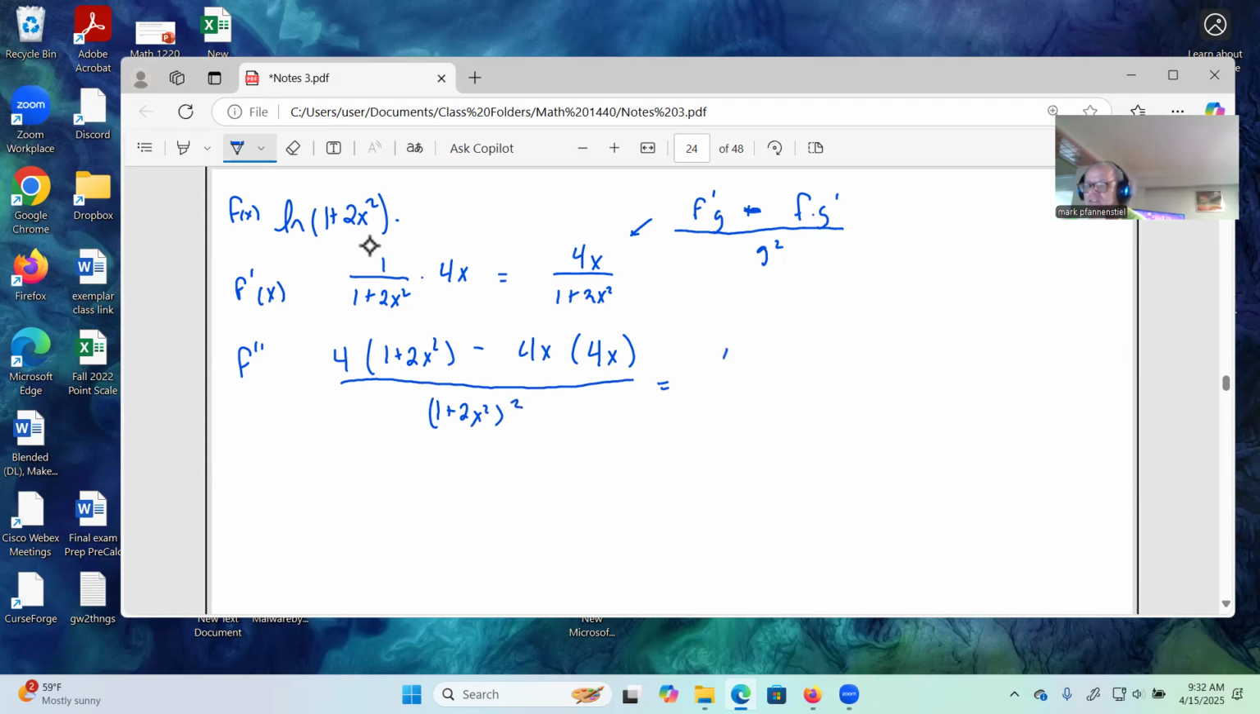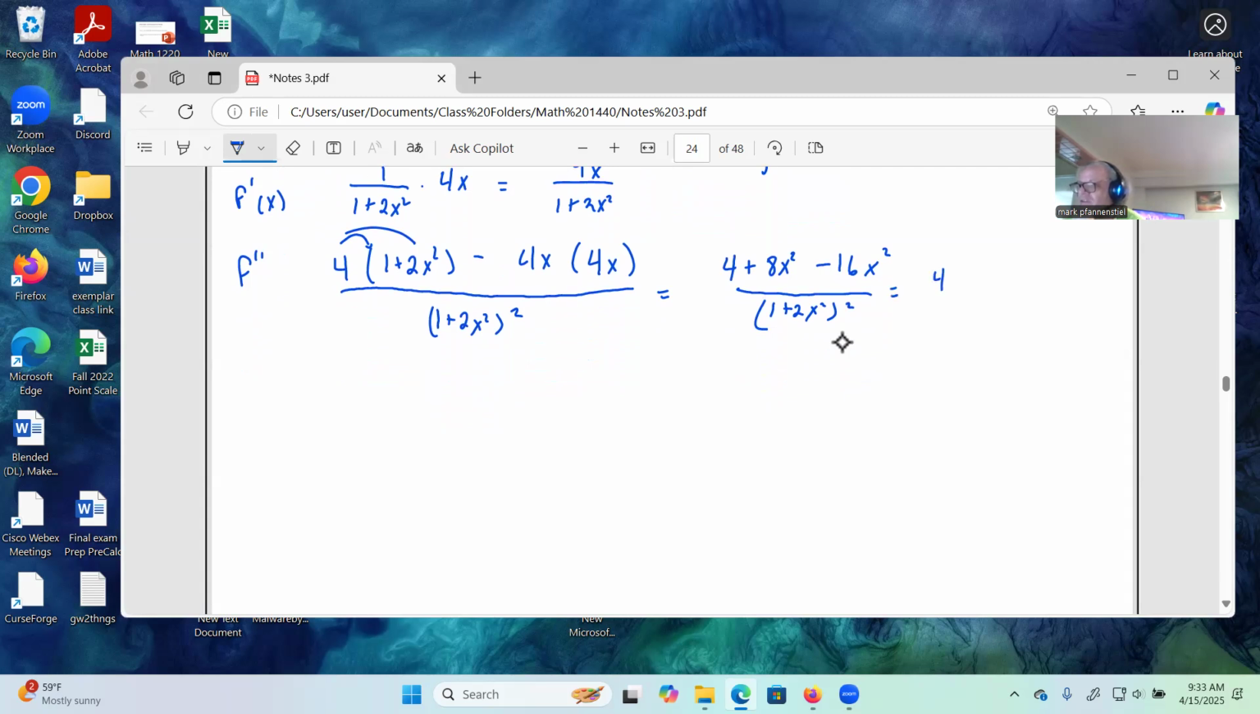Let's clean this up a little bit. So this is going to be 4 plus 8x squared. I just factored the 4 into both of these. And then minus 4 times 4 is 16, so minus 16x squared, all divided by 1 plus 2x squared. And then we'll clean this up a little bit. So this is just going to be 4, because we only have that, plus 8x squared minus 16x squared. We're going to say this is a minus 8x squared, all divided by 1 plus 2x squared. Okay, let's set that aside. That's our second derivative.